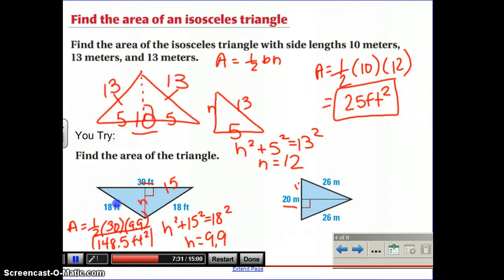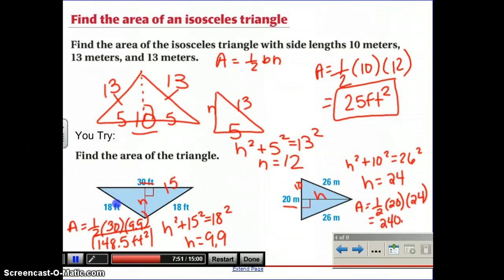Over here, split this up into 10. We need to find our height. Height squared plus 10 squared equals 26 squared. Hopefully you got for your height 24. So area, 1/2 the whole base times the height, we should get 240 meters squared.